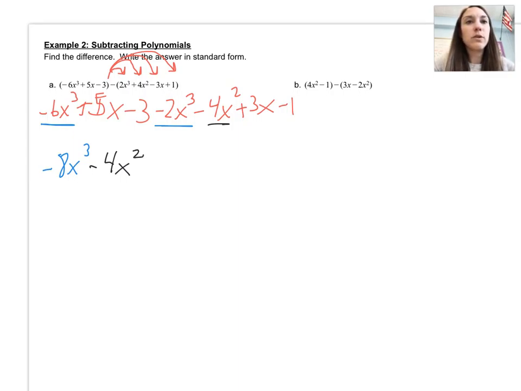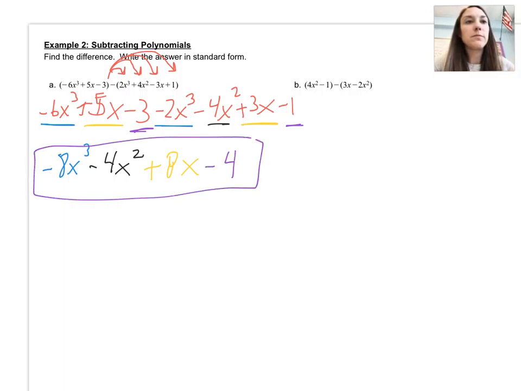Then after that, we're looking for something smaller than 2, which would be 1. We have a 5x, and we have a 3x. So 5x plus 3x would give us a positive 8x. And then finally, we're looking for our constants. We have negative 3, and we have negative 1. Negative 3 minus 1 would give us negative 4. And this would be our final answer.